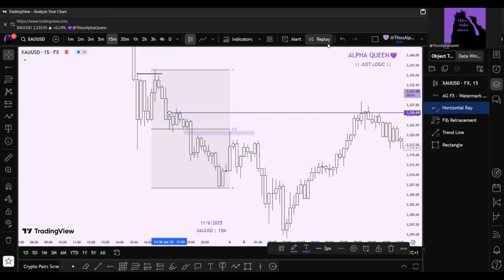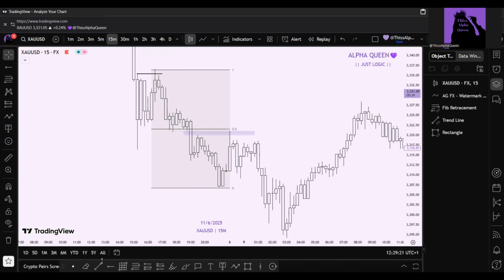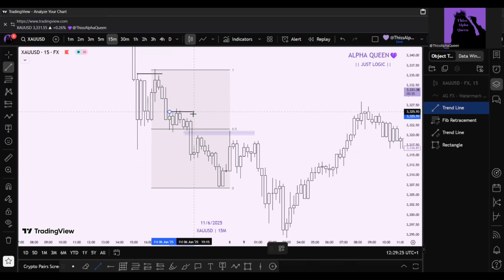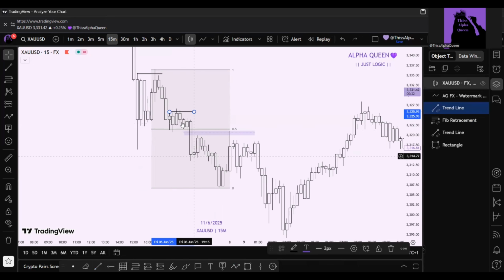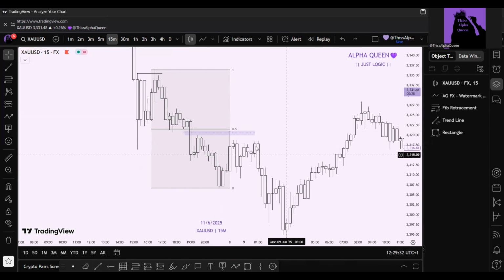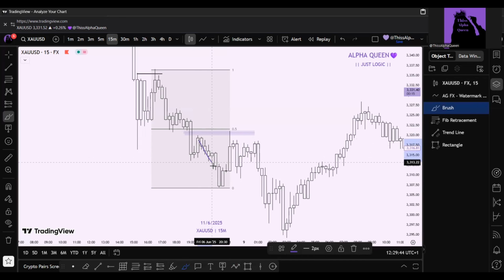It went up to clear out liquidity, and after that it came down, so that makes this base a valid base. Now in our valid base, we want to see the rule of momentum and distance. Momentum simply means imbalance or FVG, and distance simply means liquidity. So over here is our distance, and over here was our FVG.